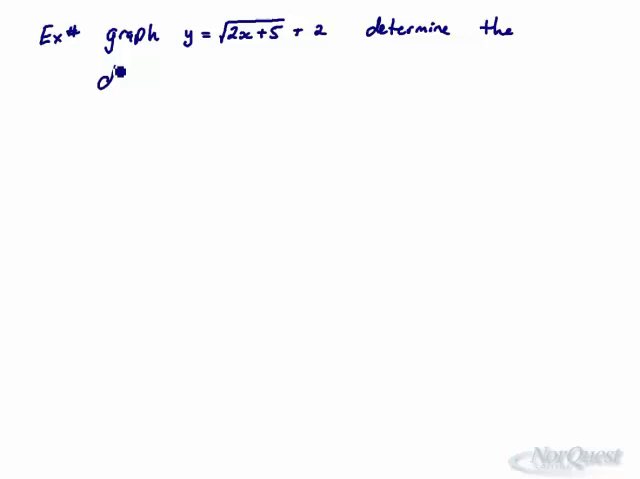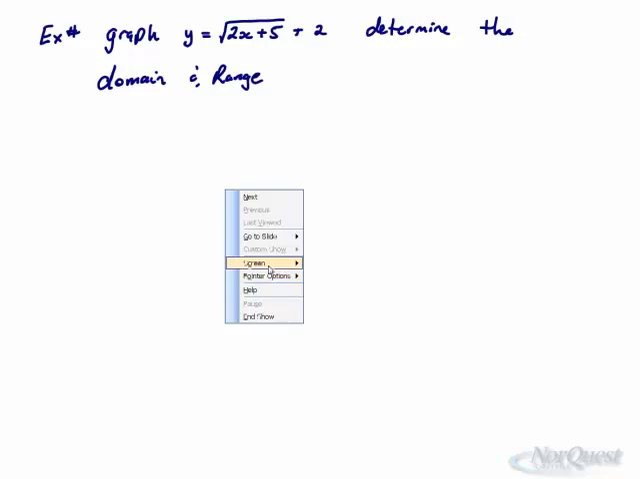So our first example, what we're going to do here is graph this function, y equals the square root of 2x plus 5, plus 2, and let's determine the domain and range. So I'm just going to load up the calculator here for you, show you the process of how to enter that in, and then we'll find the domain and range.